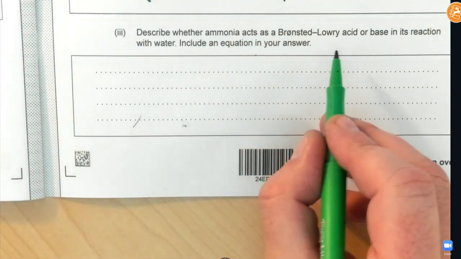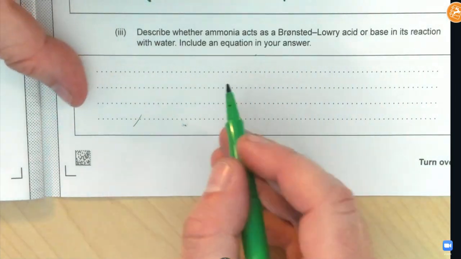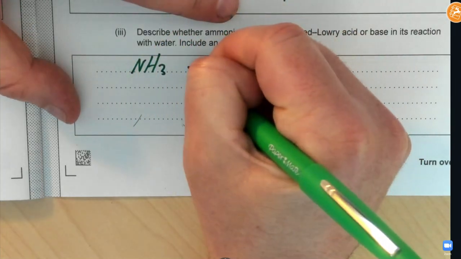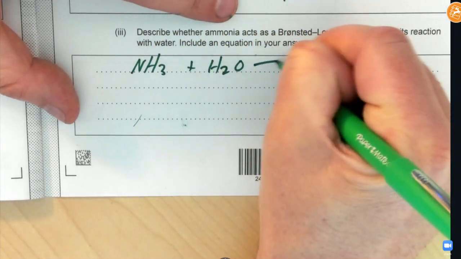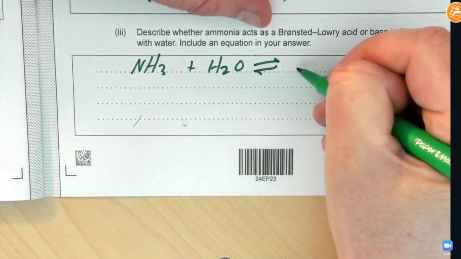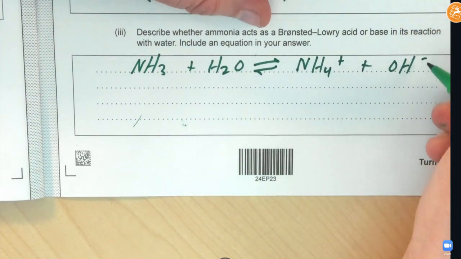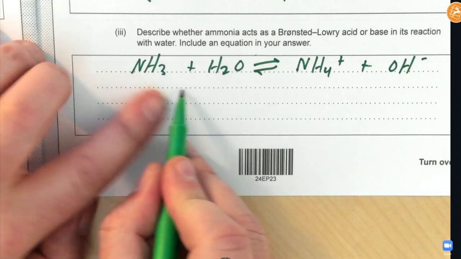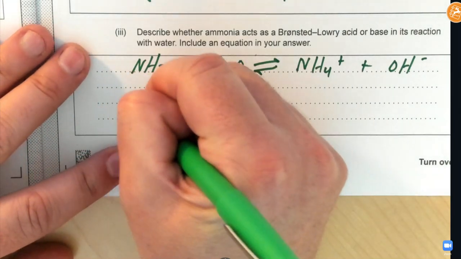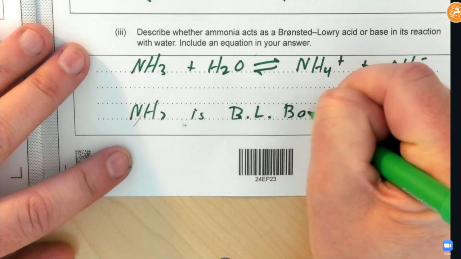Describe whether ammonia acts as a Bronsted-Lowry acid or base in the reaction with water. Include an equation. All right, so ammonia is NH3. When you react it with water, since it's a weak base, it does have a reversible dissociation. You make ammonium ions and hydroxide ions. So ammonia gains an H, meaning ammonia is a Bronsted-Lowry base.